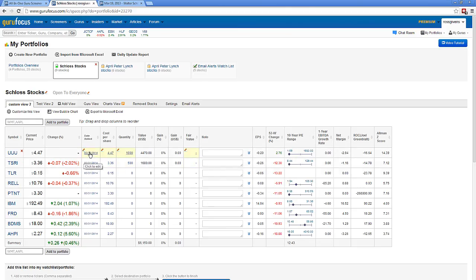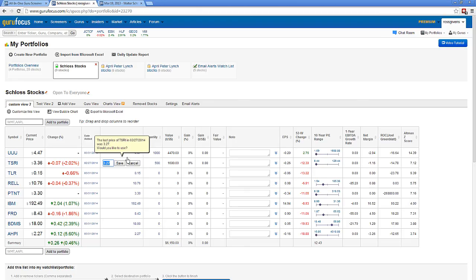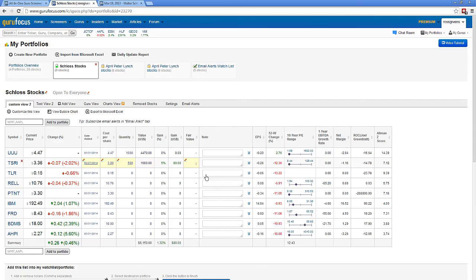The other cool thing is if you say, oh, I bought this thing a month ago, or I would have bought it a month ago, I forgot to add it, you just come in here and click the date. Click the date when you bought this stock, and it will immediately give you the price where it closed on that day. And if you think, actually I bought it at 324 or 320 or whatever, you can save it there, and it immediately tracks the percentage gain in that stock as well as your dollar gain.